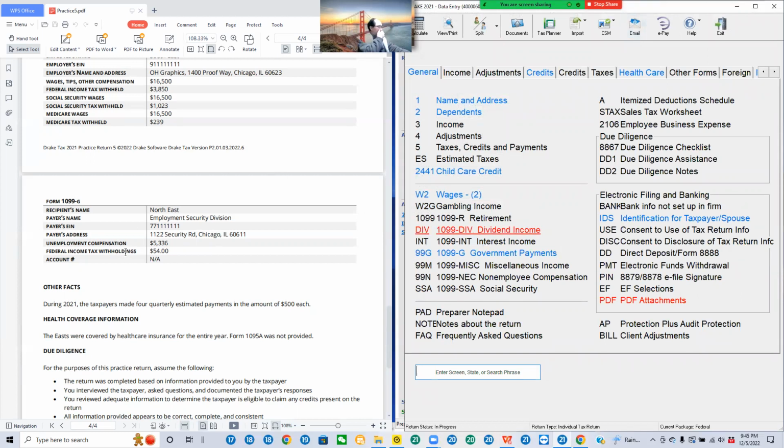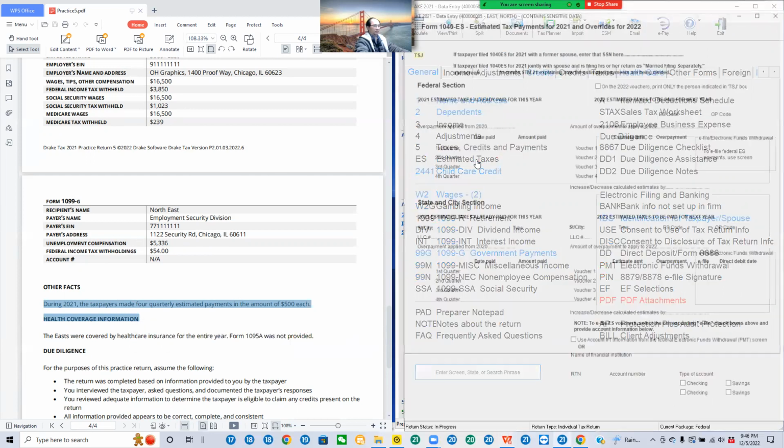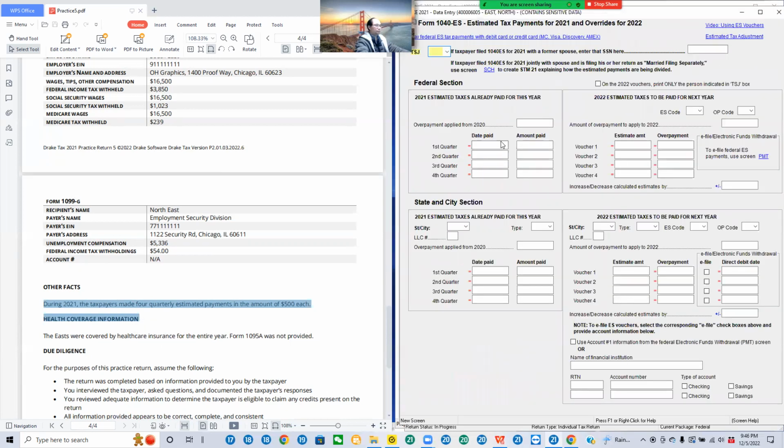Now they have been paying estimate tax. Now estimate tax like here. They are paying estimate tax $500 each quarter.